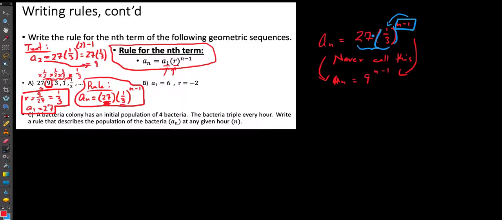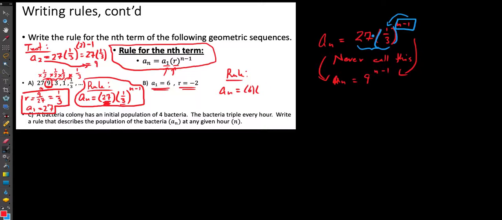So taking a look at these next two examples, they're worth mentioning just because in the first example we have the sequence in roster notation. Well, letter B here, we just already have the two values we need, A1 and R. So in terms of writing the rule, there's not much we have to do other than just say, look, we started with the term value of 6, and our R value is -2.